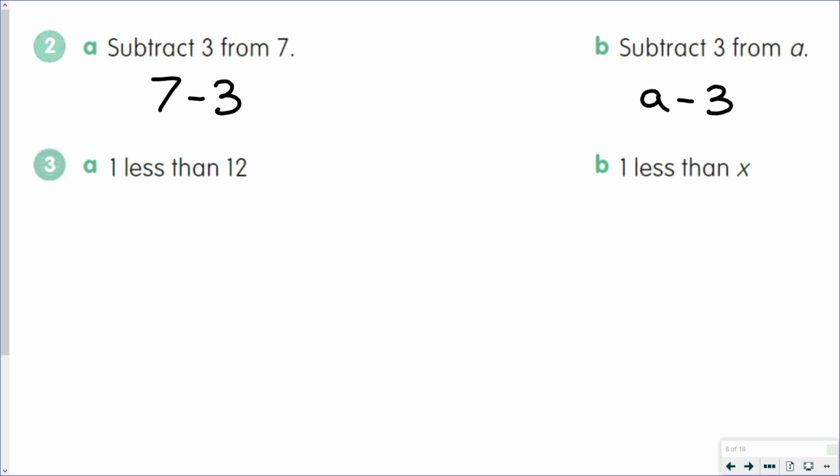We want 1 less than 12. So we're going to do 12 minus 1, because we want to take 1 away, because we want 1 less than that. And then 1 less than x, same idea. So we're going to do x minus 1.